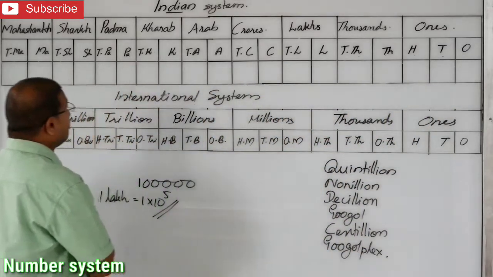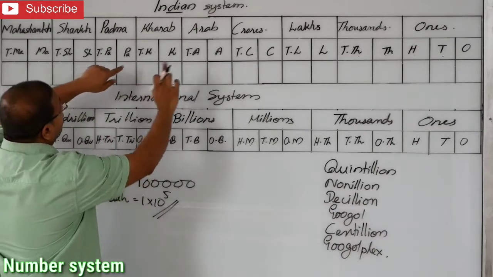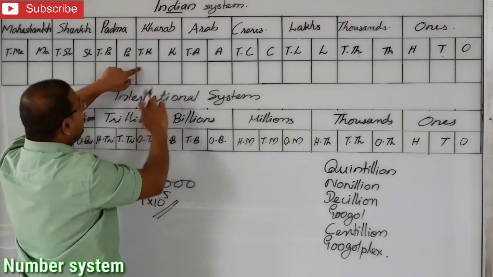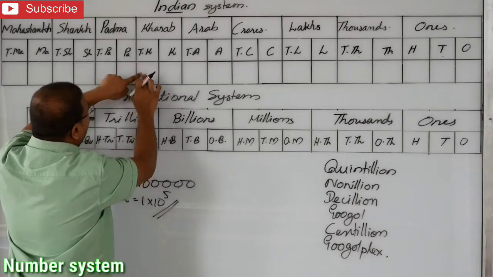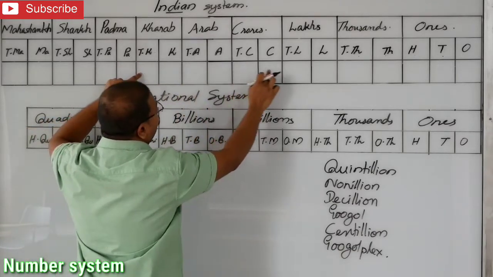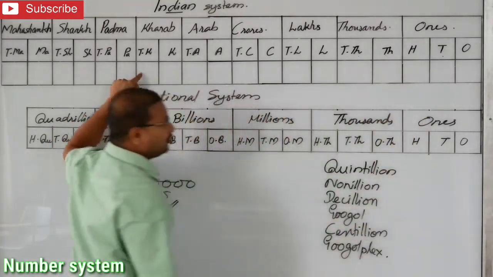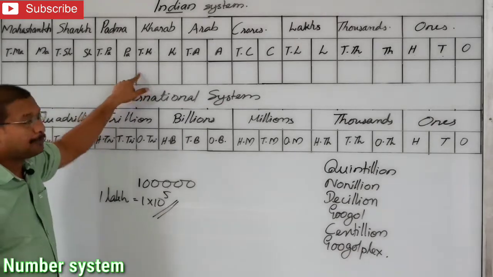So in Indian system, if you want to say 10 karab, you have to write 1. After that 1, 2, 3, 4, 5, 6, 7, 8, 9, 10, 11, 12 zeros you have to put. You understand? I hope you can understand.